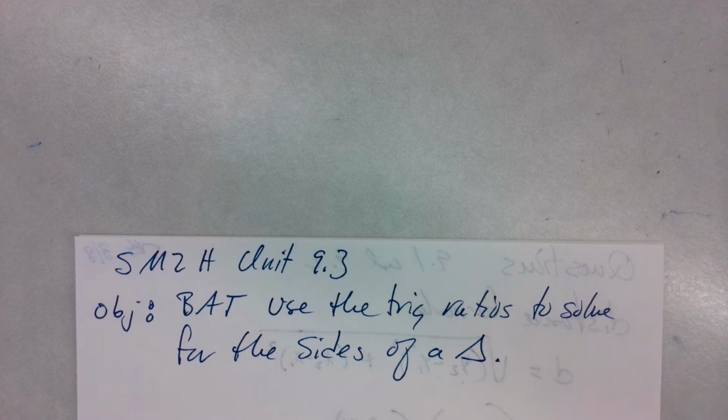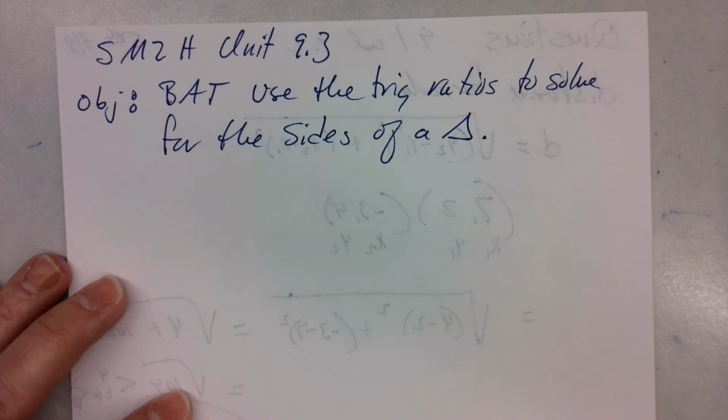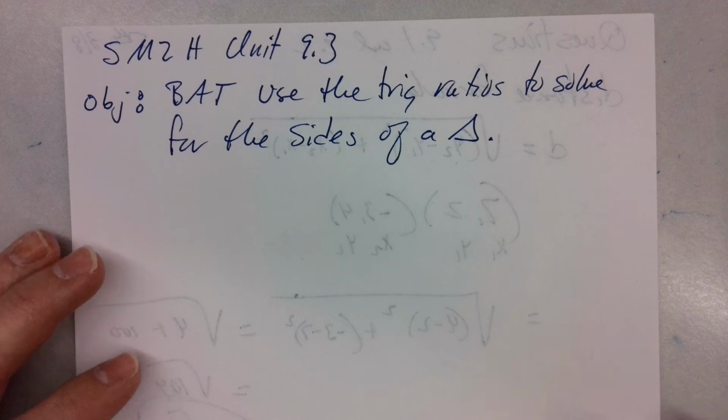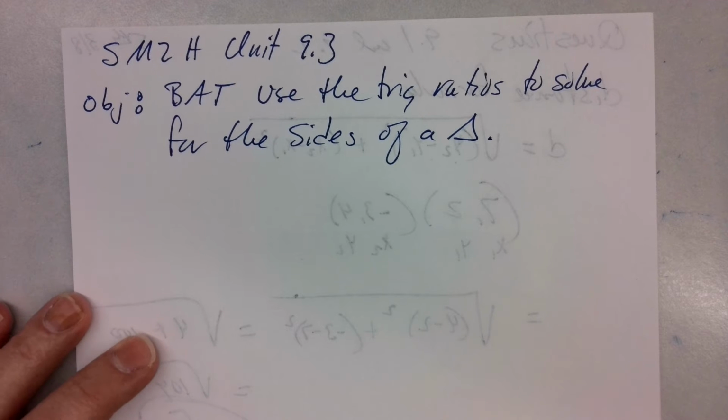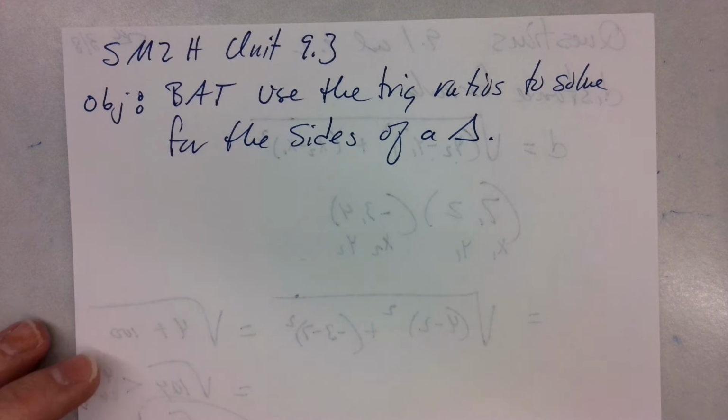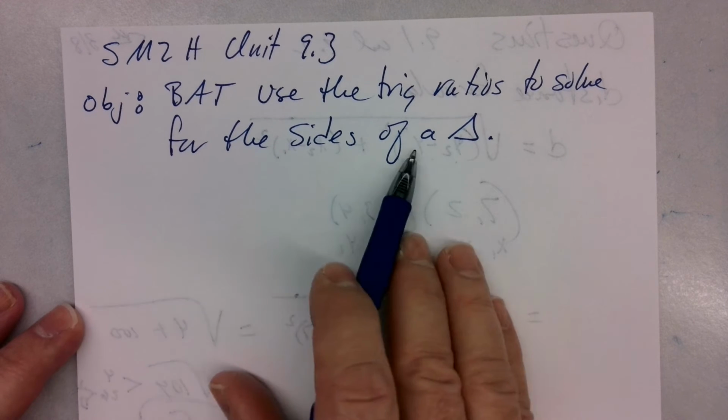Alrighty, so what we're going to do, okay, and I should have your test gone through by tonight, so if you wanted to do test correction, you'd be able to do so. Our objective for Unit 9.3 is going to be to be able to use the trig ratios to solve for the sides of a triangle.